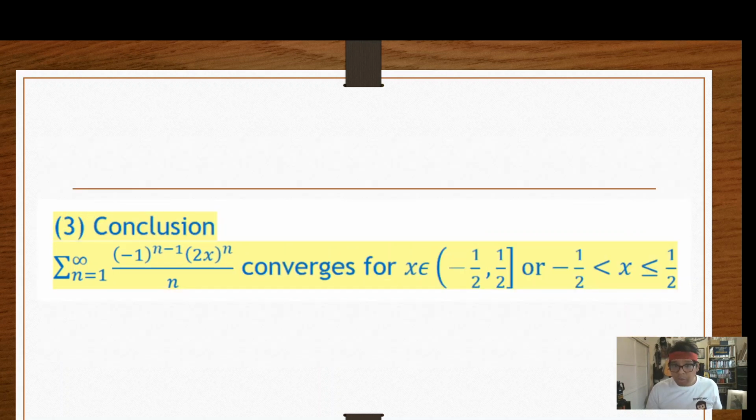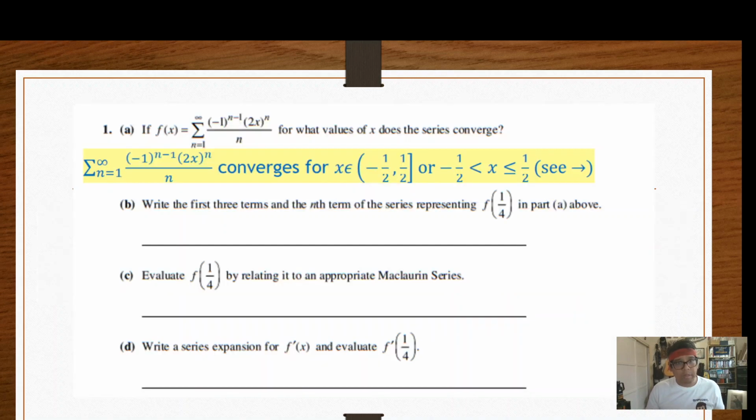So in conclusion, our series is going to converge for x greater than -1/2 and less than or equal to 1/2. This is a conclusion written in two ways, once in set notation, once in algebraic notation. I'm a fan of the set notation personally. So here's our conclusion for letter A. We have a series that converges for x between -1/2 and 1/2, inclusive of 1/2.